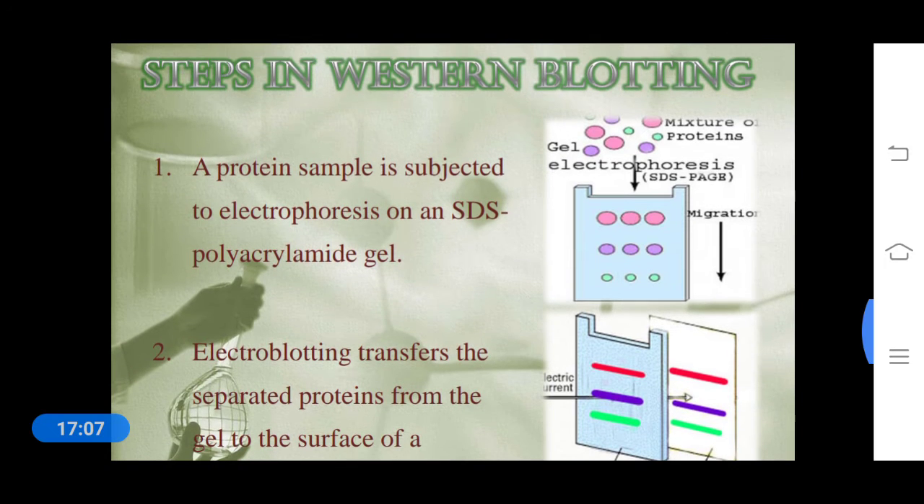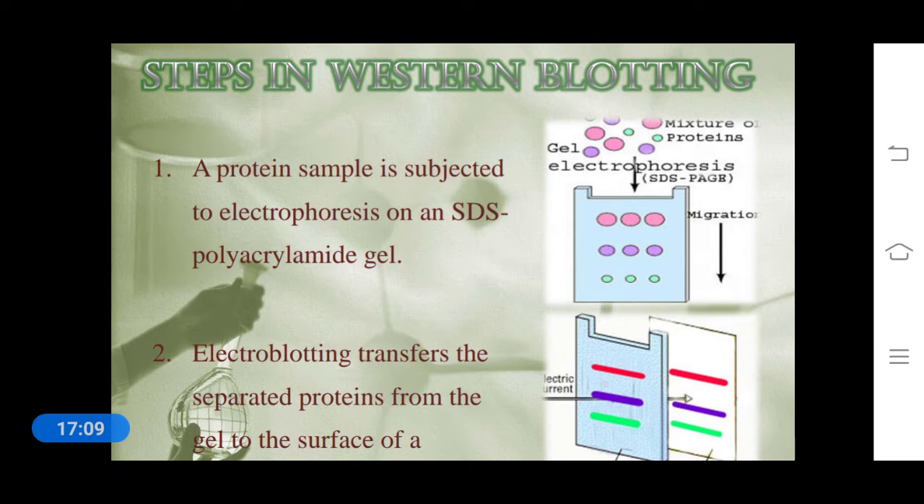So let's see the steps in this Western blotting. For this Western blotting, we'll take a protein sample and subject it to electrophoresis on the SDS-PAGE. Sodium dodecyl sulfate polyacrylamide gel electrophoresis will be carried out for the protein before the Western blotting.